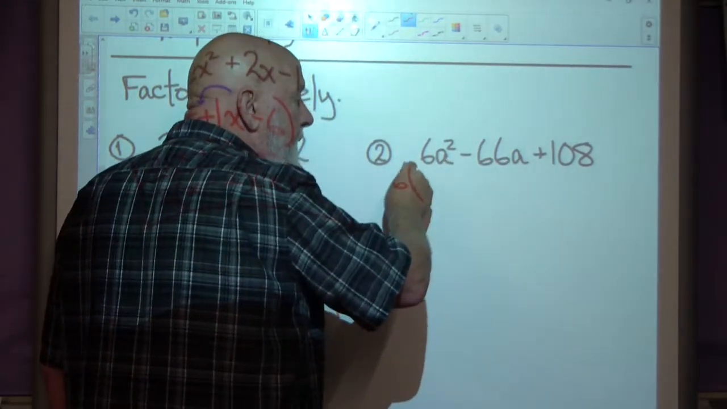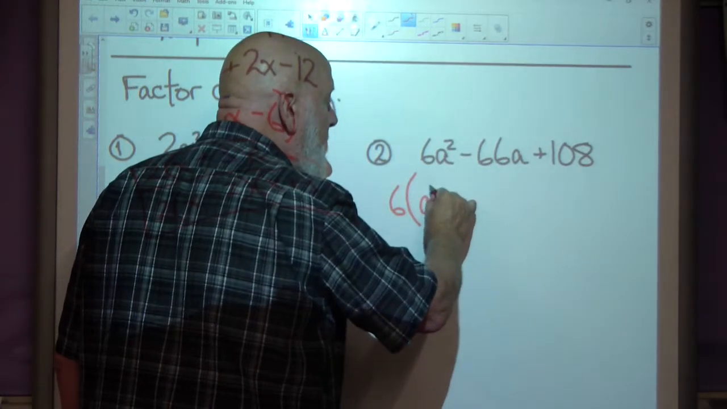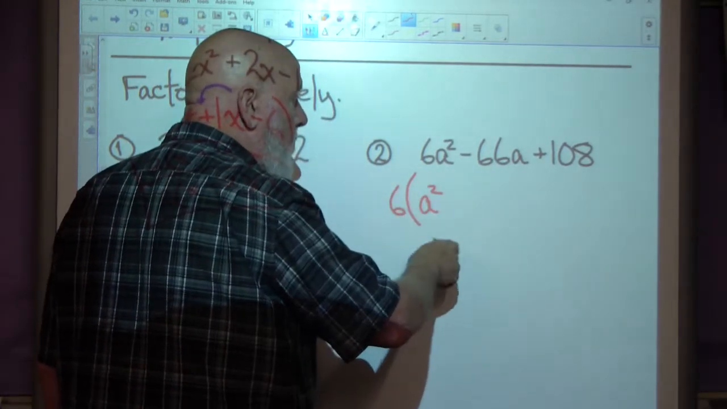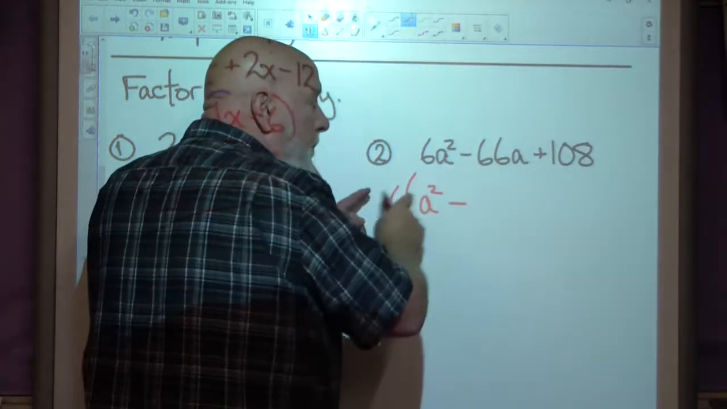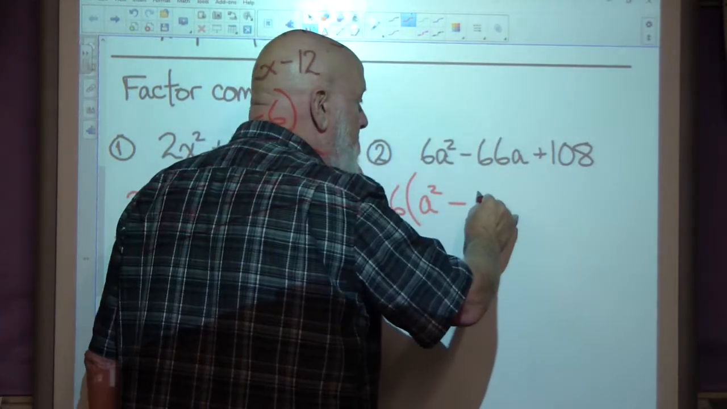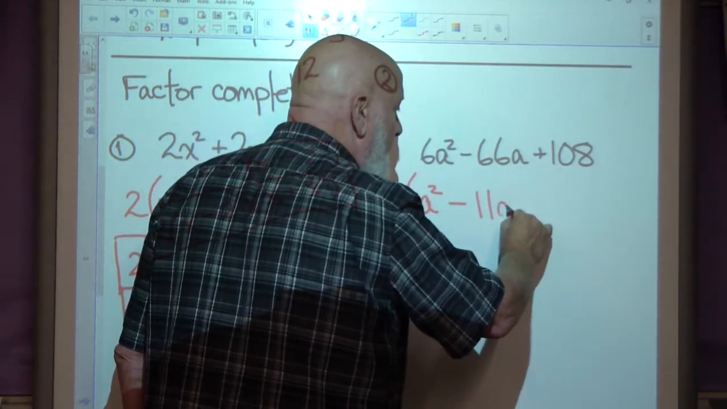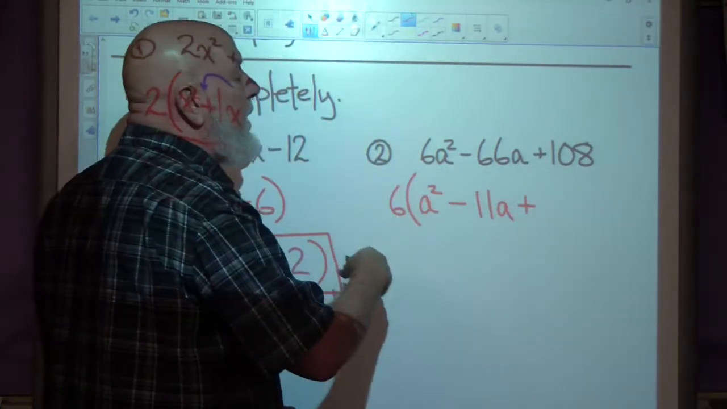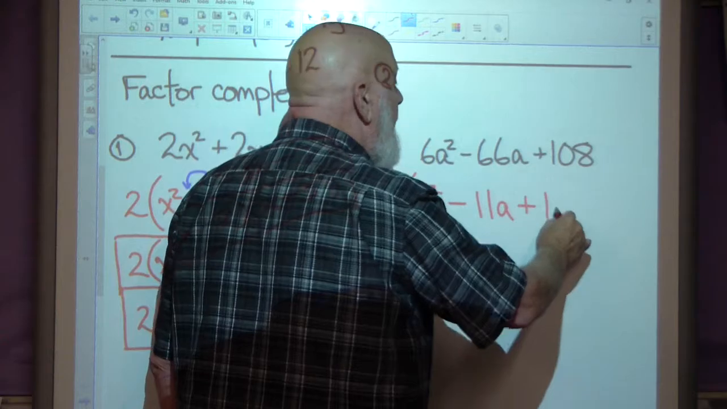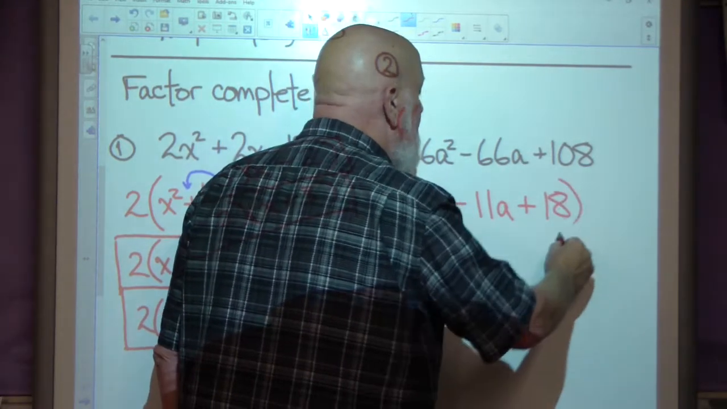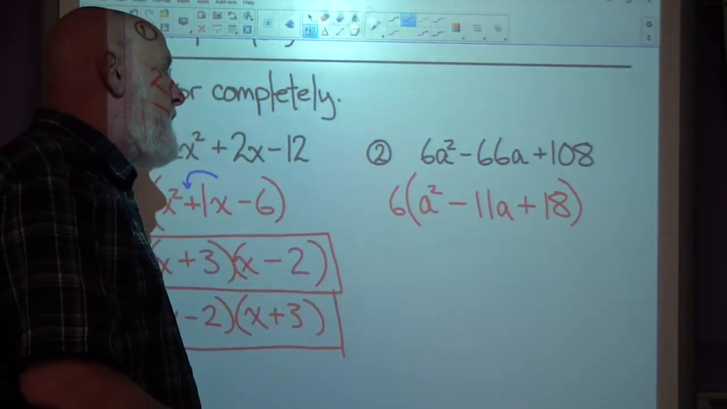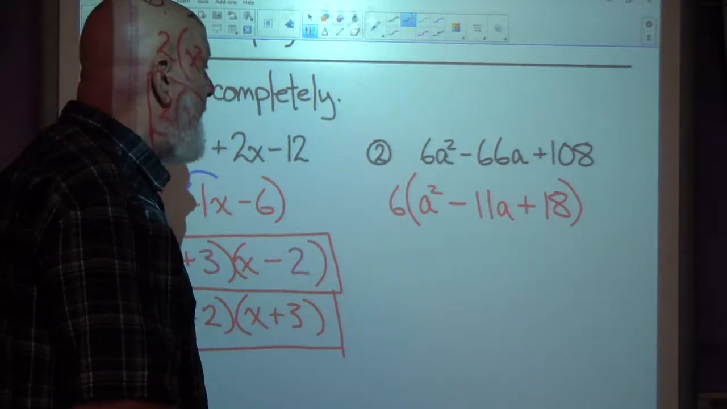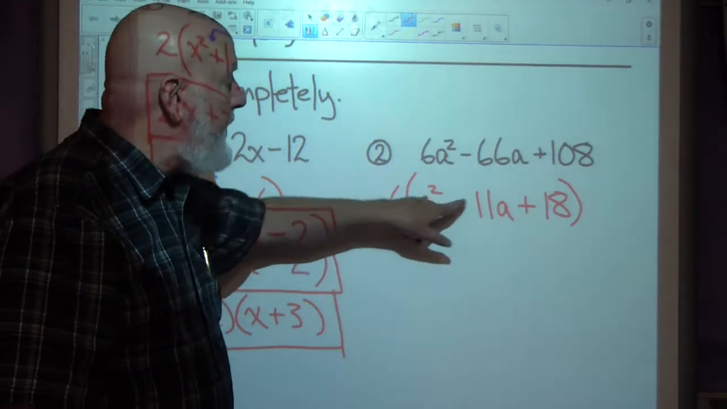So if I pull a 6 out of this one, it leaves me with a squared. I'm dividing each term by 6, 1a squared. If I pull a 6 out of this one by dividing, 66 divided by 6 is 11a, plus pulling a 6 out of that by dividing gives me 18, I believe. 18 times 6. Yes, that's correct. All right, so now I pulled a 6 out of every one of these.